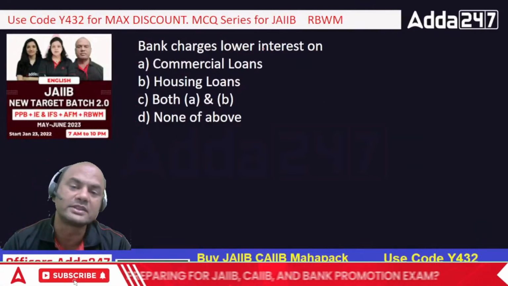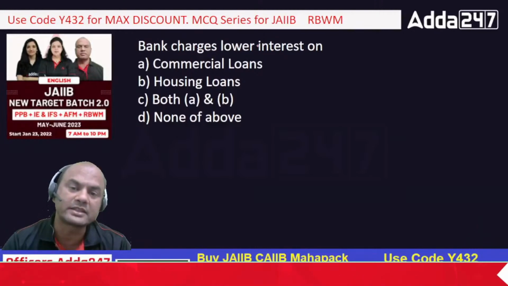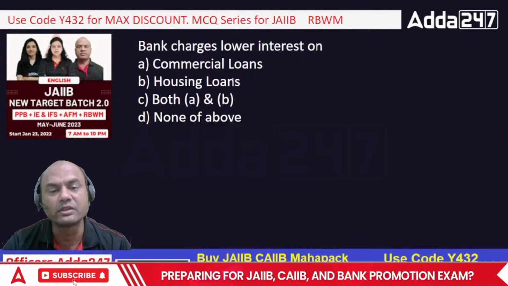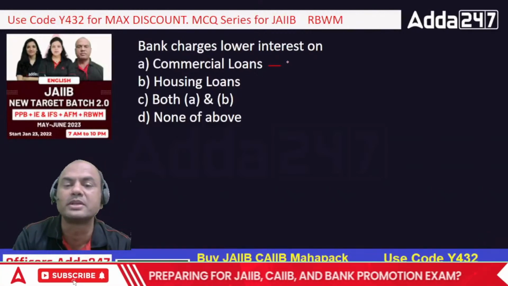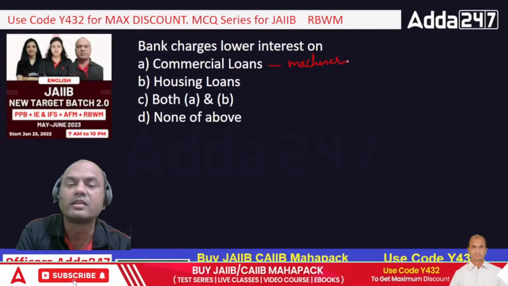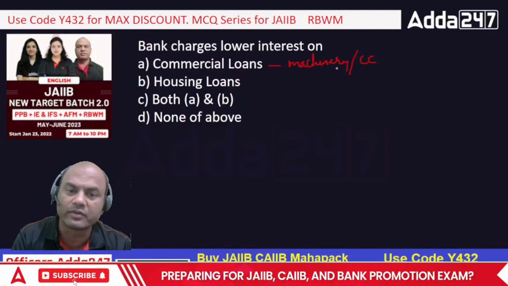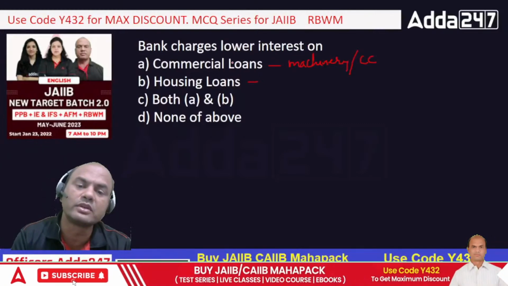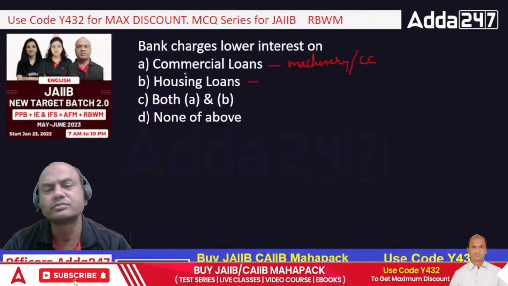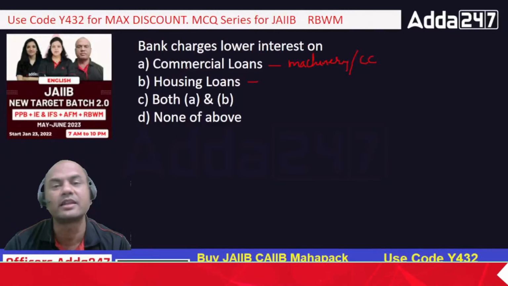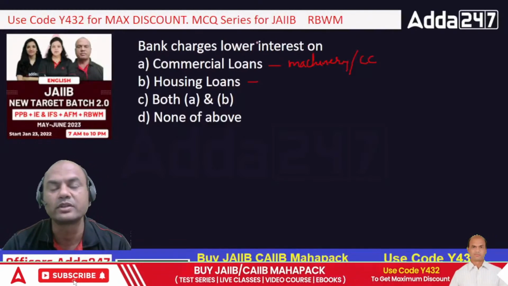Bank charges lower interest on. Now see here, earlier was higher interest, but that was related to liabilities: FD, savings, current. This is related to bank charges lower interest on commercial loans, housing loans, both A and B, none of the above. So commercial loans means what? The loans which we give for, let's say for example, machinery loan. If somebody wants to purchase the machinery, or some CC to a proprietorship company. So there is one rate of interest, and second is housing. So to which loan do I charge a lower rate of interest? If I am comparing these two. So here, if I am comparing something else, then the rates can be different also. If I am comparing loans with deposits, then the answer will be deposits. Bank charges lower rates on deposits.